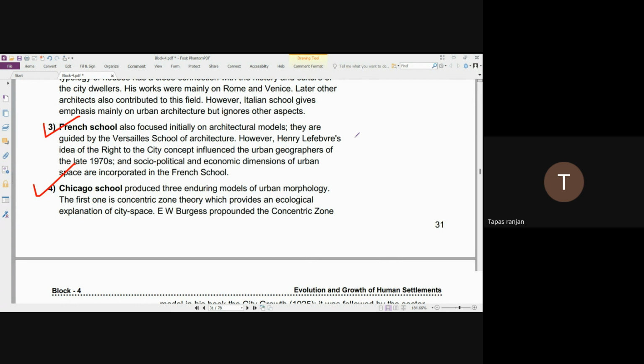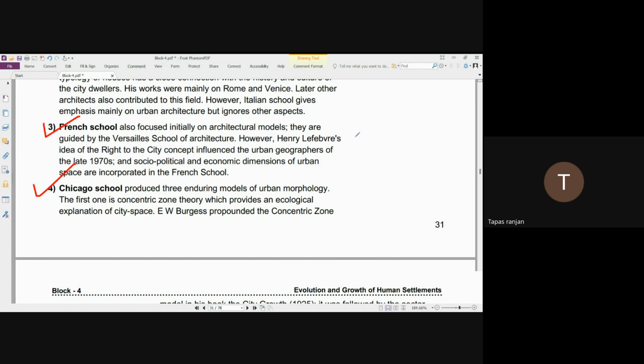There is spatial variation in terms of resource availability, in terms of climate. Now, the urban spaces or the urban settlements of a humid region will be very much different from those of a temperate region. And let's suppose the Indian school of thought about urban settlement will be very different from that of the French school of thought.